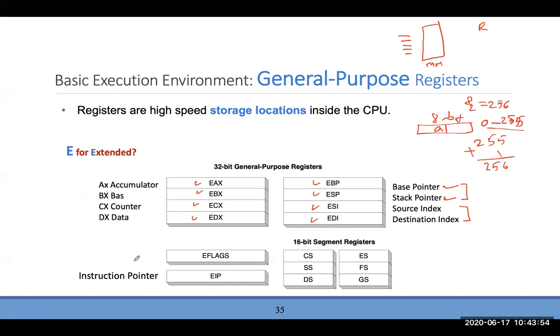So this EFLAGS register has 32 bits, and every bit represents something, some operation. This is maybe the overflow flag, or this is maybe the carry flag. Since this is an unsigned integer, this bit is going to be set to 1 because we exceeded the range. So we're going to talk about the EFLAGS register in more detail.